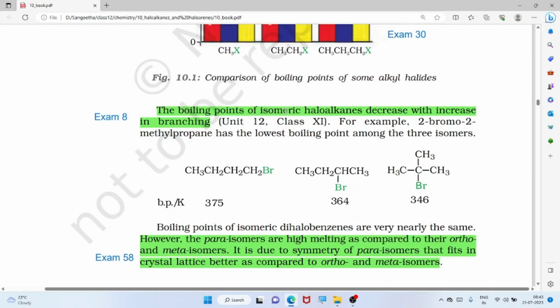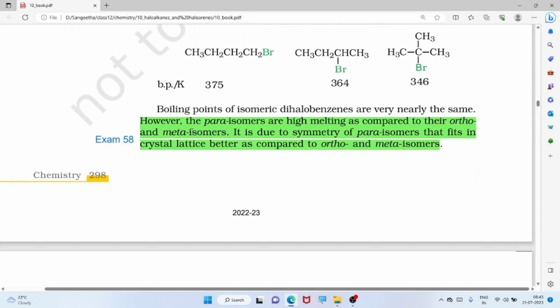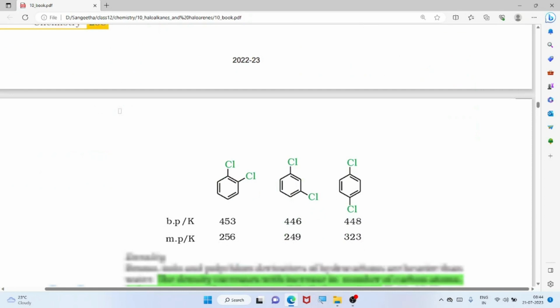The boiling points of isomeric alkanes decrease with increase in branching. If branching increases, then the boiling point decreases for the alkanes. The para isomers have a higher melting point as compared to the ortho and meta isomers due to the symmetry of the para isomers, which fits the crystal lattice better as compared to ortho or meta isomers. So para isomers have a higher melting point.